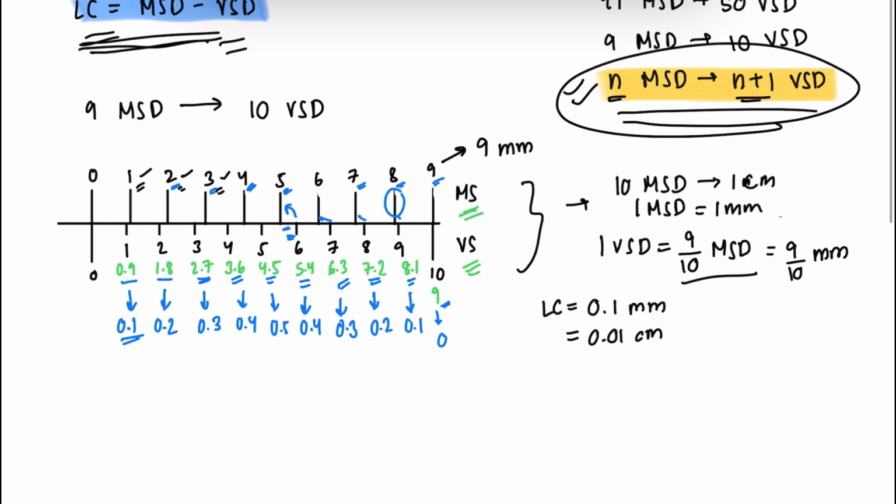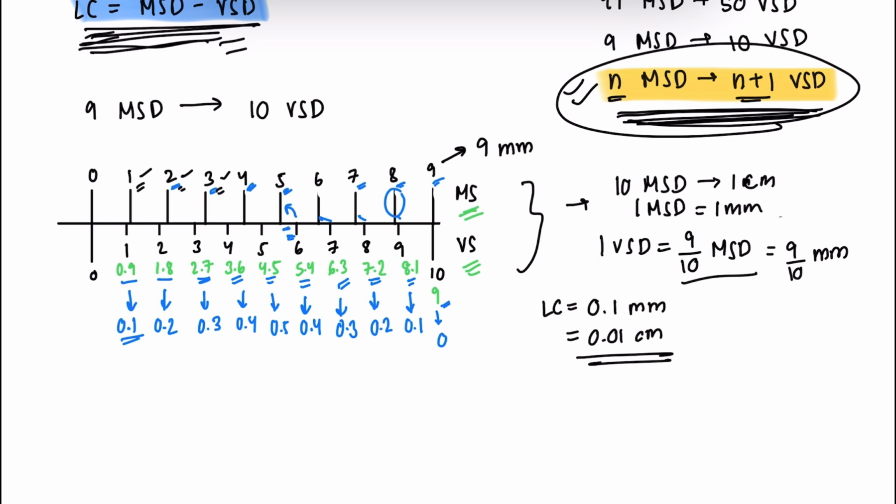Here, since the least count formula in this case and also what we got here are the same, we can directly write that the least count is the main scale division minus the vernier scale division. This formula is true for all possibilities where n MSD are coinciding with n plus 1 VSD. So with that, we can conclude the first part.